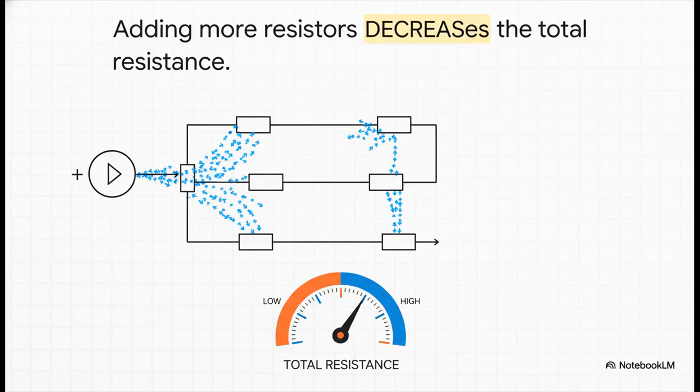Now for the one that messes with your head a bit. In a parallel circuit, adding more resistors actually decreases the total resistance. I know, it sounds a bit weird, but think back to our motorway analogy. By adding another branch, you're essentially opening up another lane for the traffic to flow through. More paths make it easier for the overall current to get through, which means the total resistance is lower.